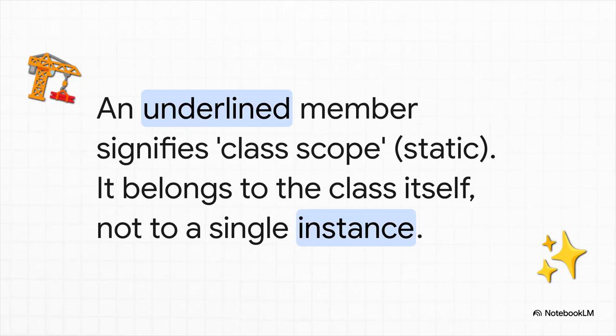Now, you might have noticed some of these members are underlined. This is a really critical distinction. That underline means it has class scope, or what most programmers would call a static member. What that tells you is that the attribute or operation belongs to the class itself, not to any one specific instance of that class. This is super common for things like utility functions, or constants, or maybe a counter that needs to keep track of all the instances that have been created.